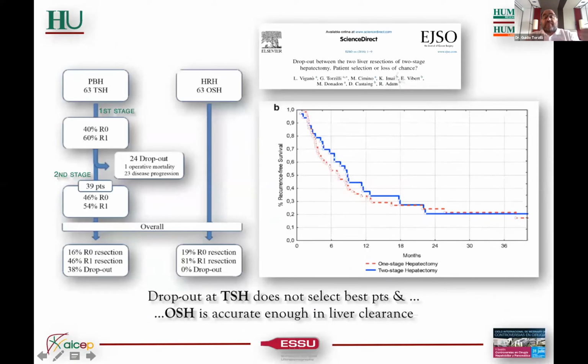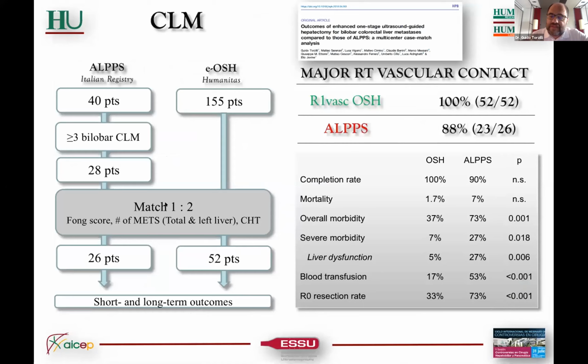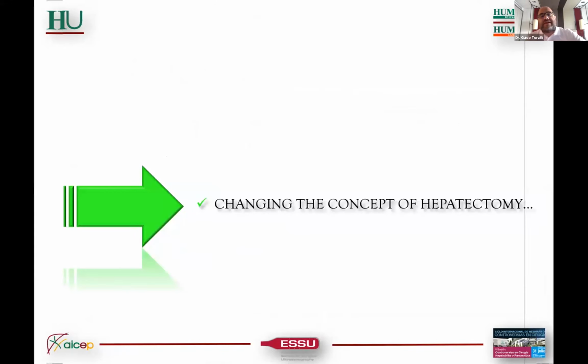And we were challenged by the Italian registry of ALPPS to achieve our complexity, one center versus 12 centers. We have to match only one to two, one of the ALPPS group, two of our group. So we had much more complexity than the ALPPS procedure. Despite that, the results: mortality was significantly lower, 1.7% versus 7% comparing the two series. Then also in this sense, there is an advantage.